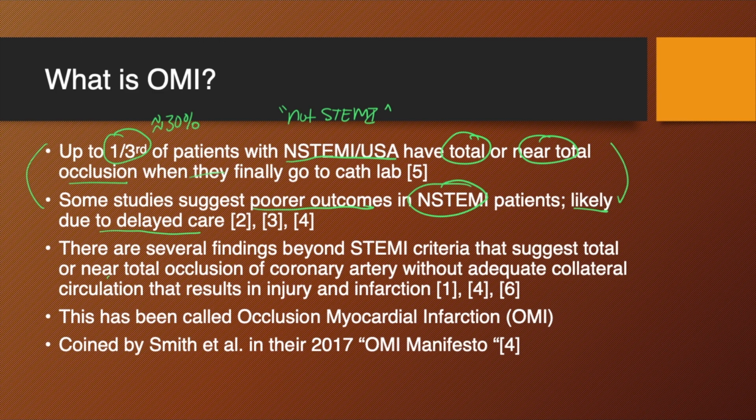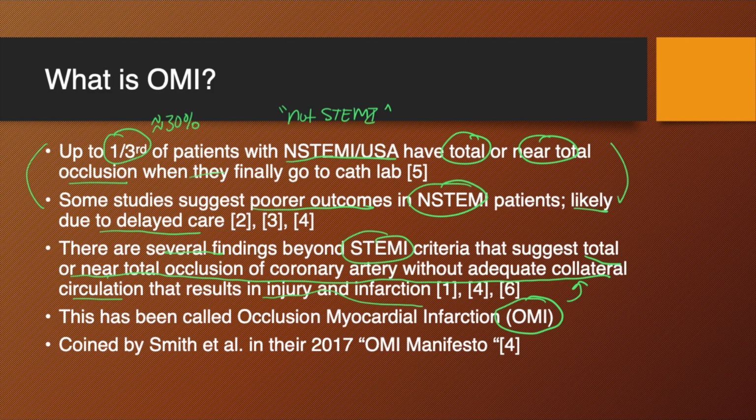And there are several findings beyond STEMI criteria that suggest this total or near total occlusion of a coronary artery without adequate collateral circulation. This total or near total occlusion of a coronary artery without adequate collateral circulation that results in injury and infarction is in fact the definition of OMI, Occlusion Myocardial Infarction.